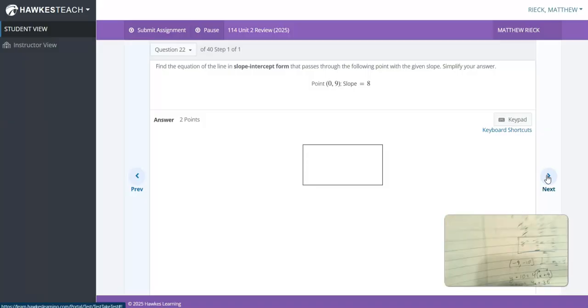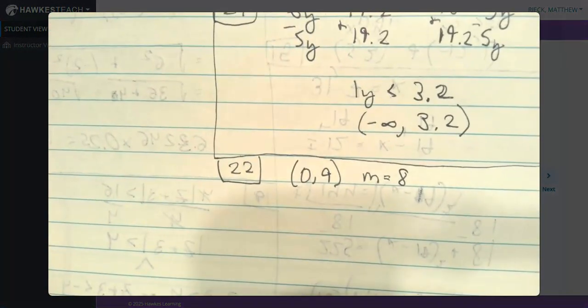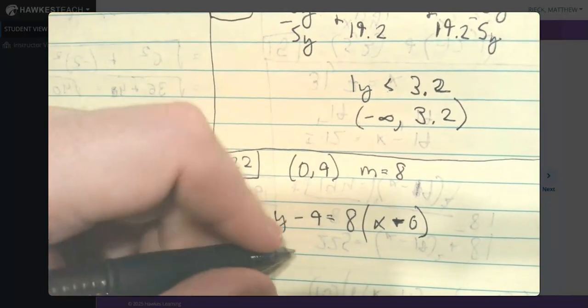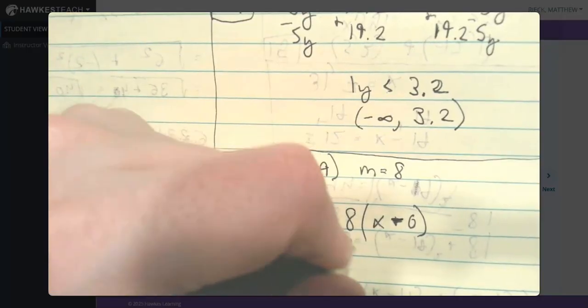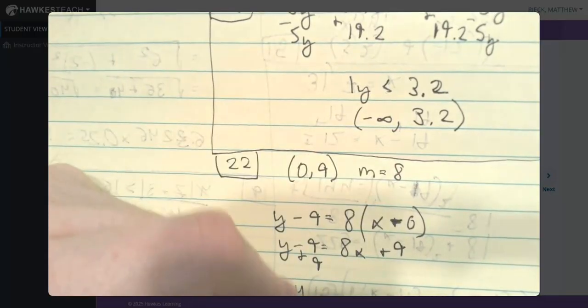All right, so next we're asked to find the equation in slope-intercept form for the line that passes through the following point with a given slope. So we have the point 0, 9 and slope of 8. I generally like to start off with point slope form. So we have y minus 9 equals my slope, 8, times x minus 0. So you have y minus 9 equals 8x plus 0. Then to solve for y, you can just add a 9 to each side. So you have y equals 8x plus 9.